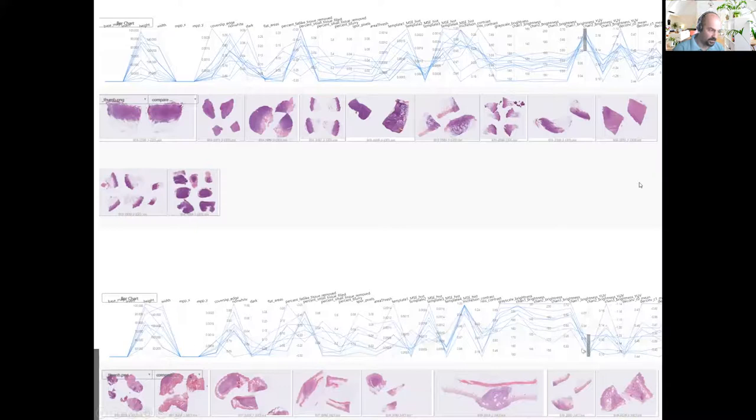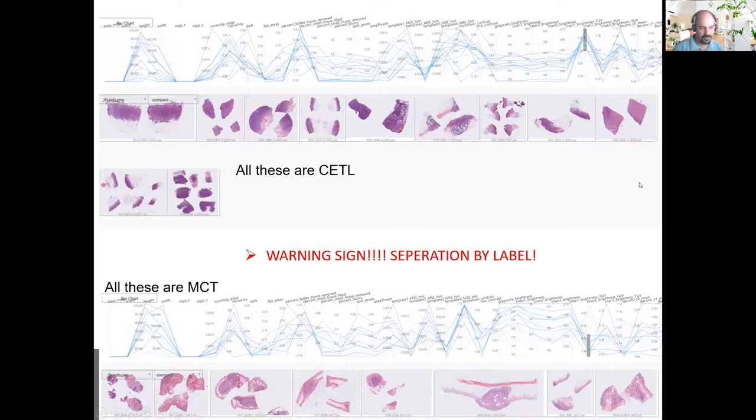This is not immediately a problem, but now if I tell you that all of these top images are a specific form of canine cancer and all of these bottom images that are much lighter are a different form of canine cancer, this is a problem because this metric allows us to separate this data simply by the label. So I can go and say, is it very pink? Yes, well, then it's this type of cancer. And I don't even have to look at the slide itself, which should be a little concerning.